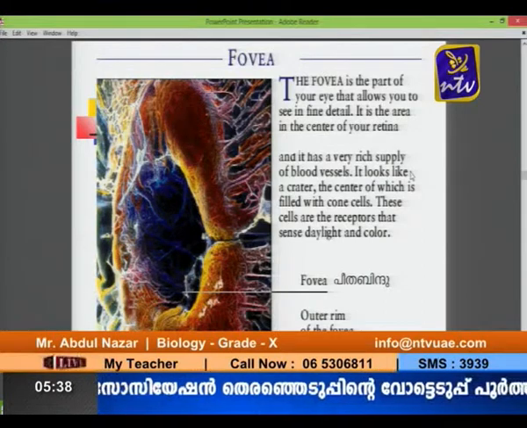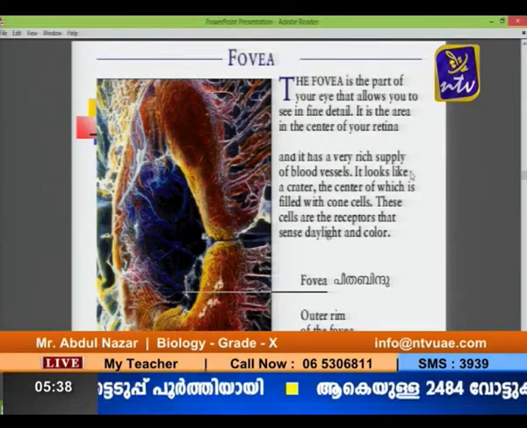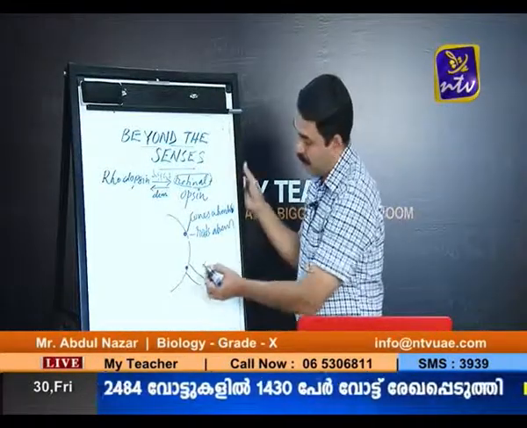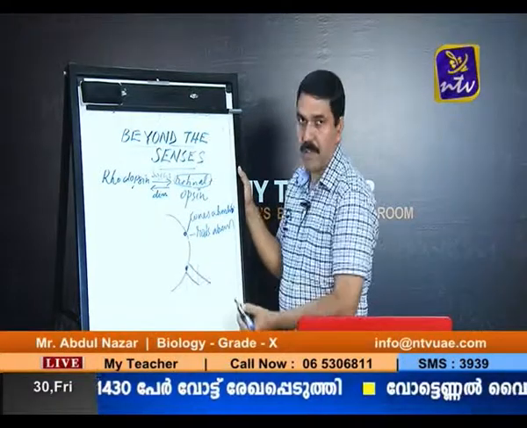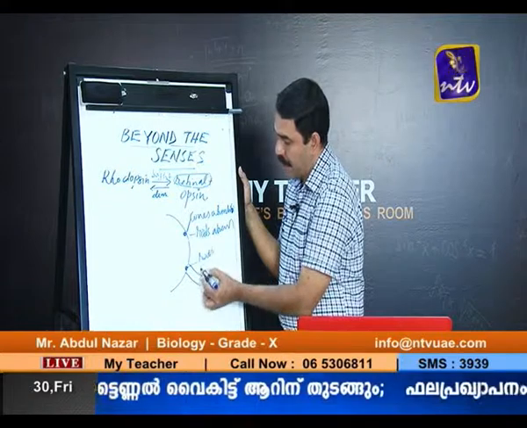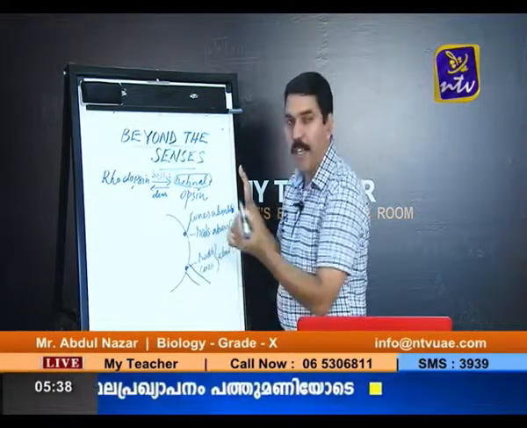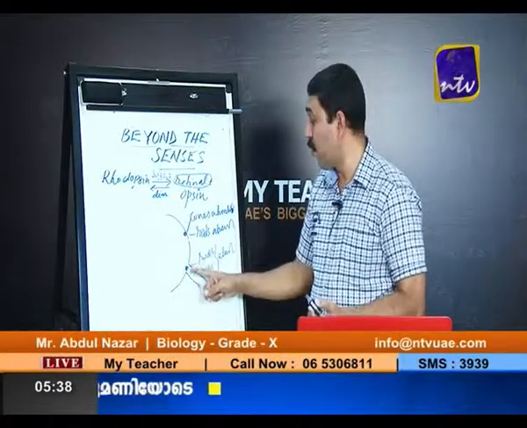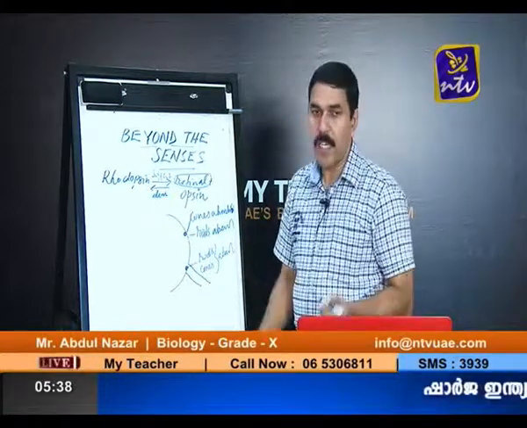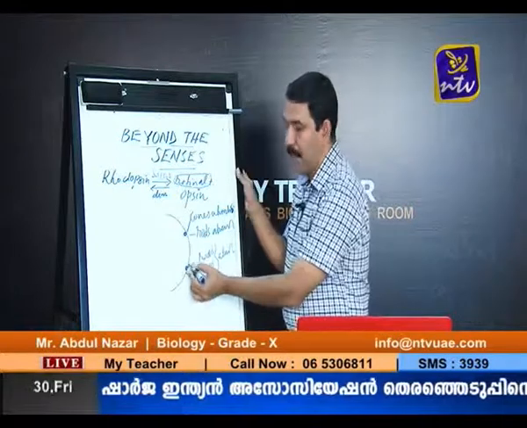But at the same time, at the point on the retina where the optic nerve originates, both the rods and cones are absent. Rods are absent and the cones are also absent. At this point on the retina, if an image is formed on this spot, it is not perceived, and this point is called the blind spot.